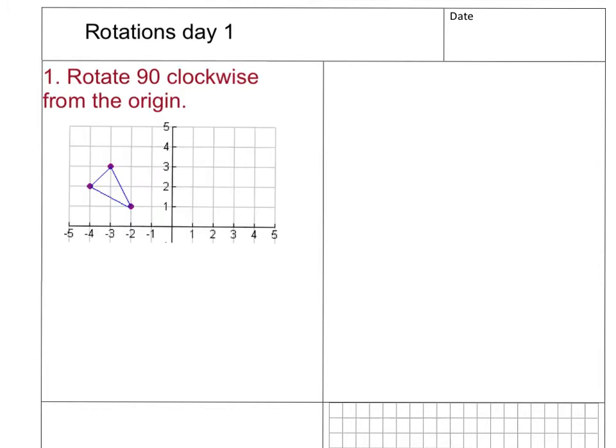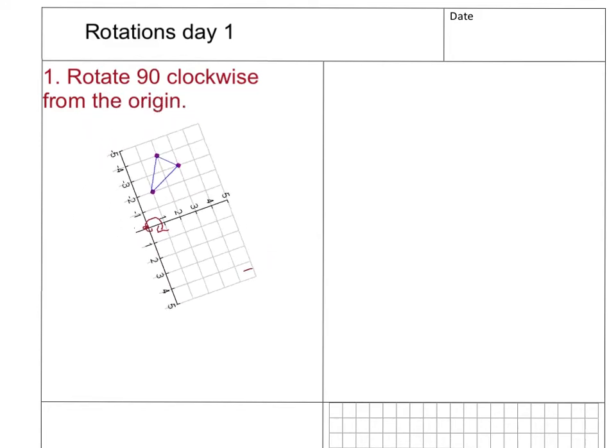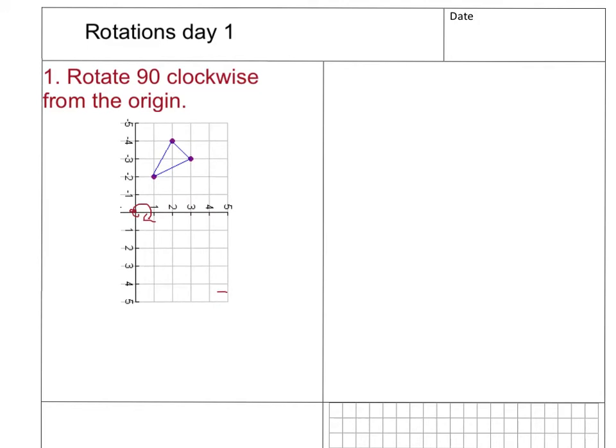So Rotations Day 1. Let's do some examples. I'd like you to rotate this figure 90 degrees clockwise from the origin. Remember, clockwise from the origin. So here's the origin. You're going to go 90 degrees that way. If this triangle is rotated, it will land in quadrant 1. Let me give you a trick. In order to rotate it clockwise from the origin, grab your paper and rotate it 90 degrees clockwise. When you do, your graph is going to look like this.